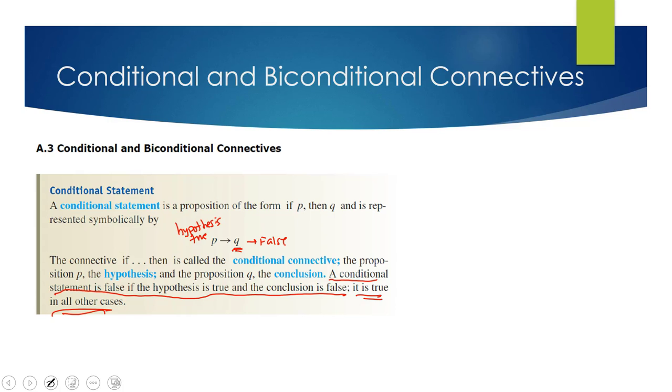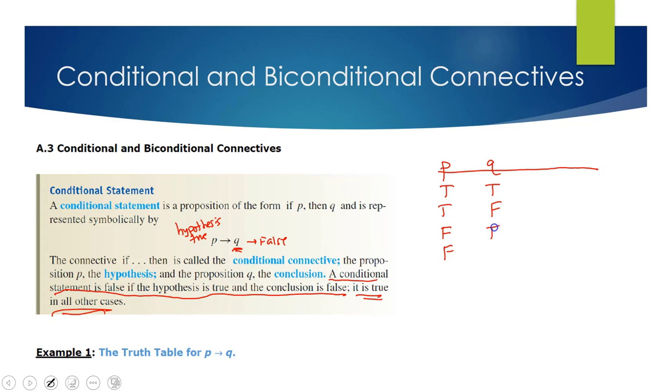So basically, if I'm looking for the truth table for this, if I would do the truth table for P then Q, then what I'm going to say is, okay, well, here's P, here's Q, and true, true, false, false, true, false, true, false.